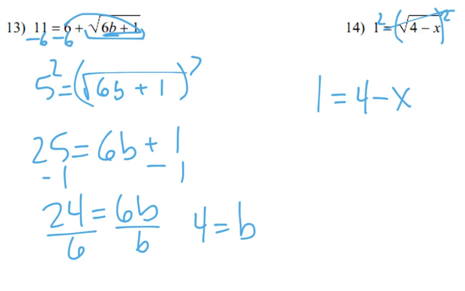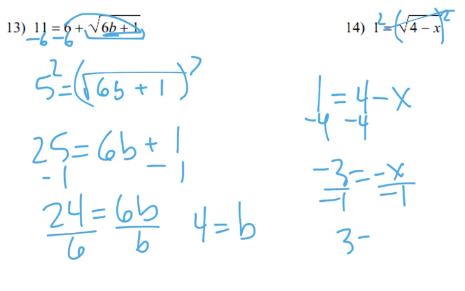4 minus x. Subtract 4, we get negative 3 equals negative x, divide by negative 1. So positive 3 equals x. Plug it back in there. 4 minus 3 is 1. The square root of 1 is 1. So that one works too.